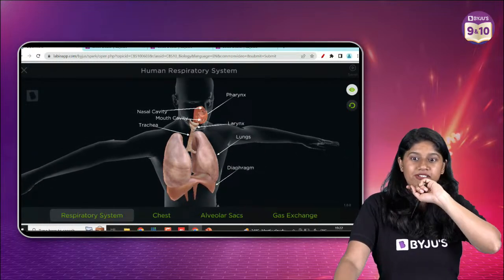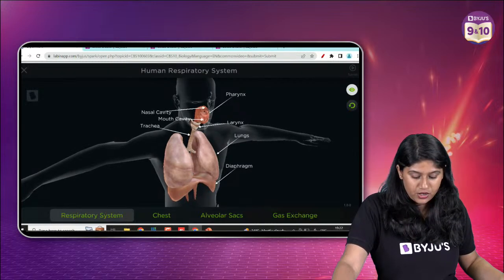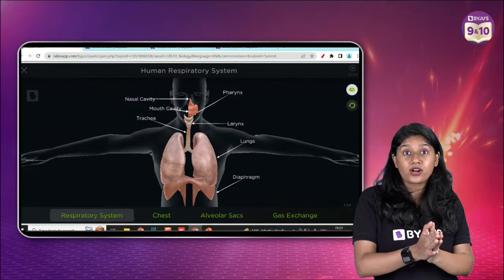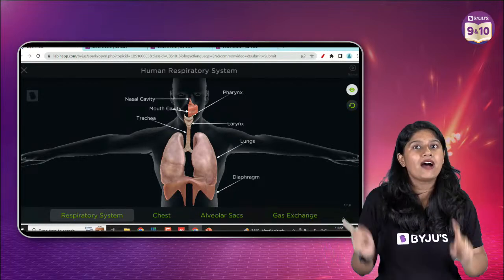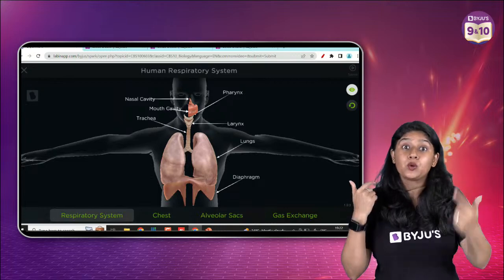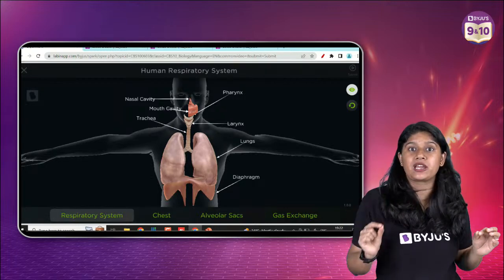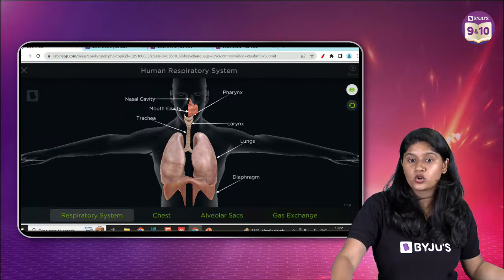Very good. So, everyone, look over here. Let's take a look at what we have. Now, I want all of you to stay focused. This is the BYJU'S way of learning. We have the visuals that will be staying with you for the longest time, and you will remember the human respiratory system. Let's take a look now.